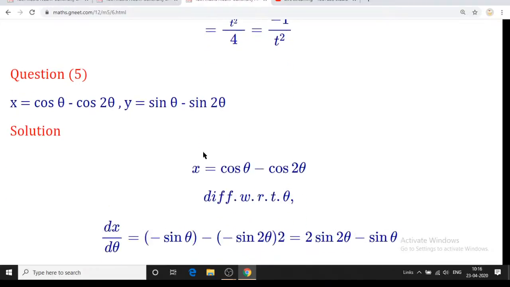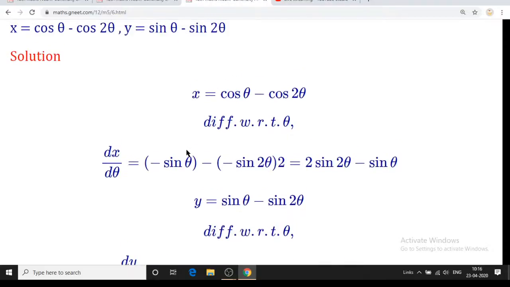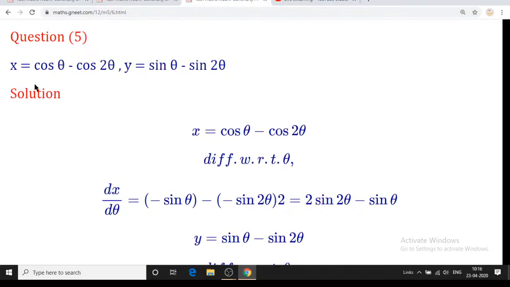So just one sum. This is question number 5 only that I am going to solve now, and then we will stop. Now what is the given question? x is cos theta minus cos 2 theta and y is sin theta minus sin 2 theta.